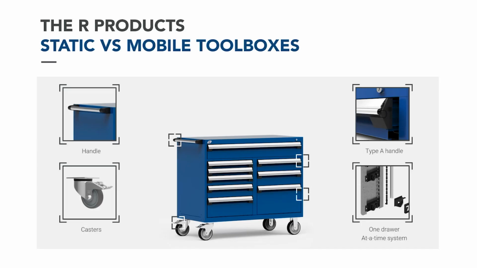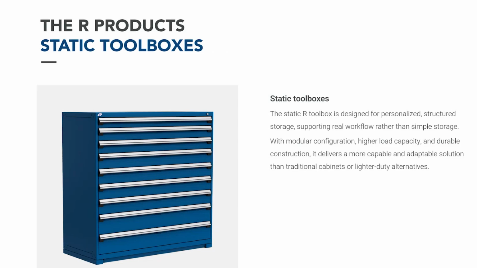And again, that terminology, static versus mobile, a cabinet versus a toolbox, it's just the parts. That's that ever-expanding Rousseau R lineup. This mobile toolbox is mobile simply because it's a cabinet with a handle, casters, one drawer at a time, and an A-type handle. That's it. There's no other difference between this and a static toolbox. But on the point of static toolboxes, there we go.